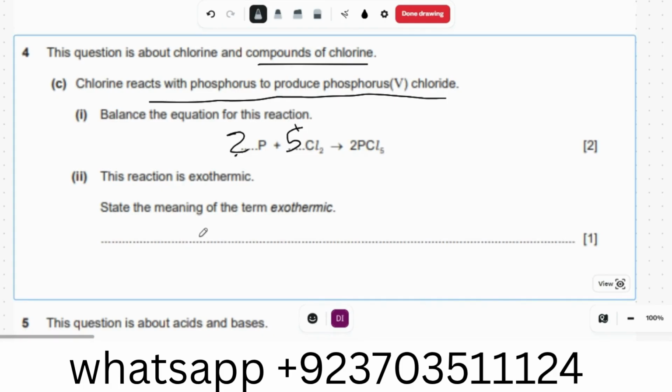What is meant by exothermic reaction? You have to memorize that it releases thermal energy into the surroundings, or releases heat into the surroundings. Remember, these are the past papers from 2021 to 2024, so you can see how many times they have asked that question.